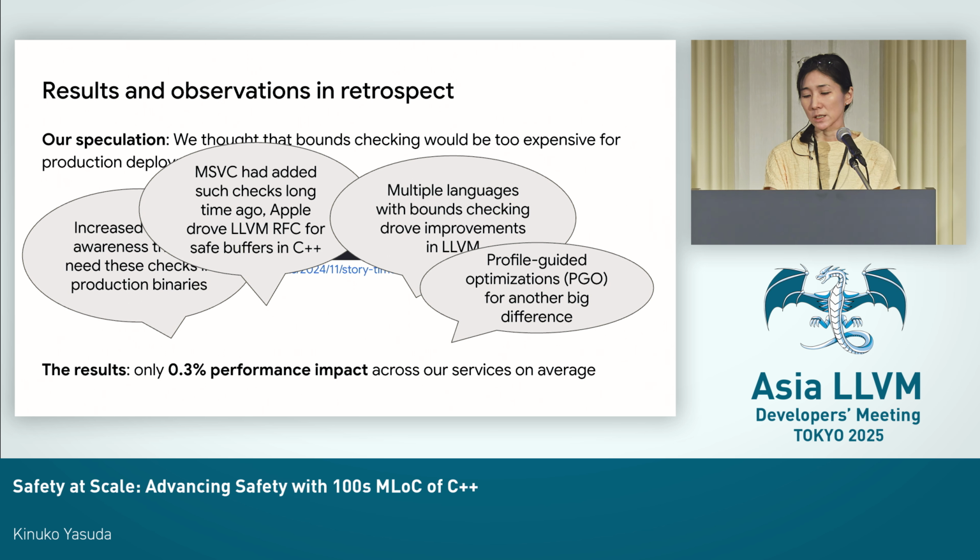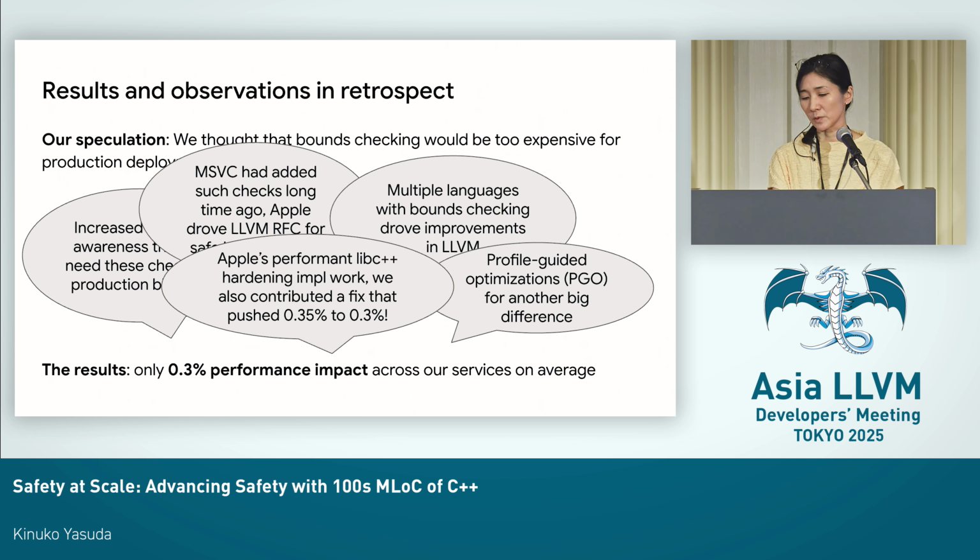Our data also suggests that advances in profile-guided optimization made a significant difference. And finally, Apple has driven work for a performant libc++ hardening implementation, and we also contributed a performance fix upstream. So in the end, it worked out and was totally worth doing.